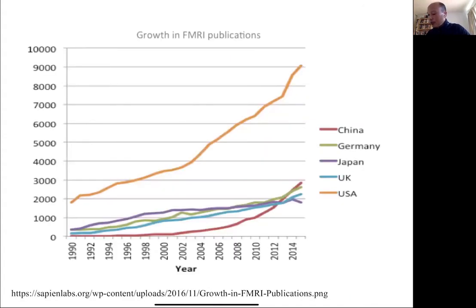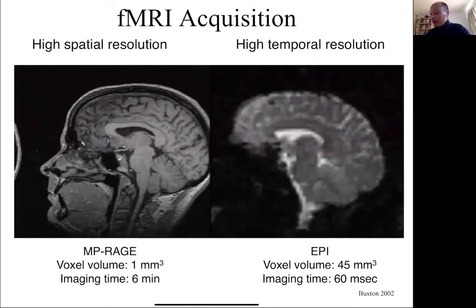This is just showing that there are hundreds of thousands of publications in fMRI, a very popular field. One of the trade-offs we make is that to acquire a very nice high resolution image, say 1 millimeter isotropic voxels, typically you'll spend about 6 minutes. But the problem with looking at brain function is that in 6 minutes, your brain does a lot of different things, right? I mean, 6 minutes ago, we were doing something completely different, right?